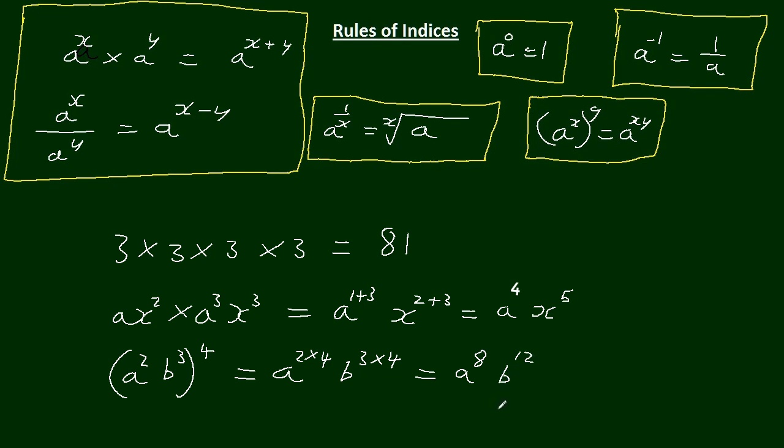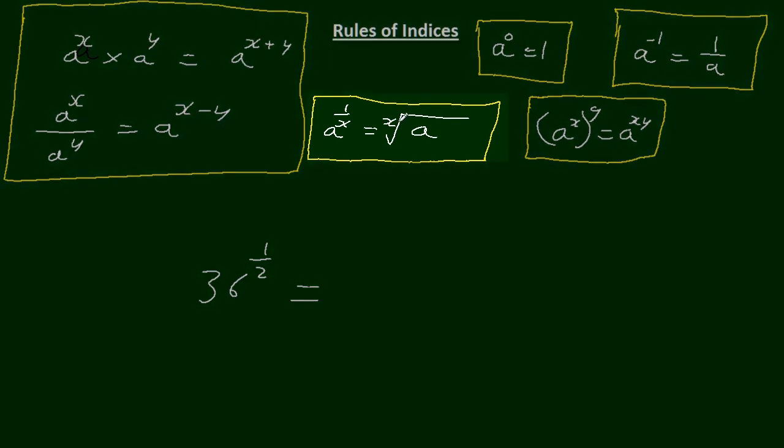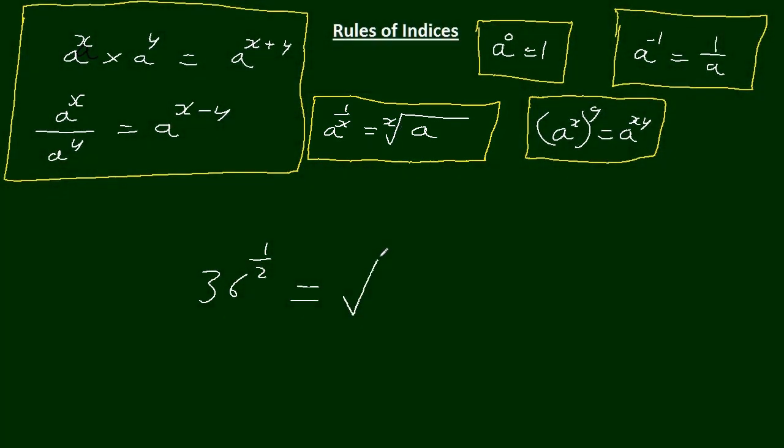Okay, a few more examples. Okay, 36 raised to the power of a half. We know from this rule here, it's the same as rooting it, and it's the square root. Square root of 36, 6. Well, it's plus and minus 6, isn't it, really?